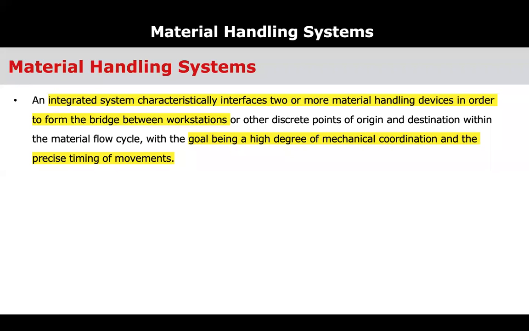A material handling system is just an integrated system that interfaces two or more material handling devices. Based on that definition, a system can be very small. There are just two or more material handling devices that bridge the gap between workstations. The goal is a high degree of mechanical coordination and precise movements between the workstations.